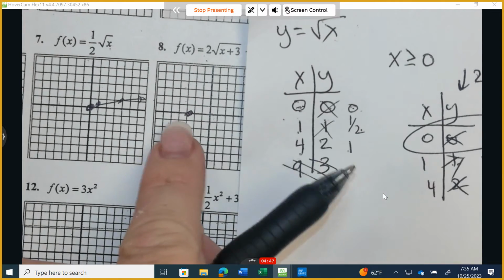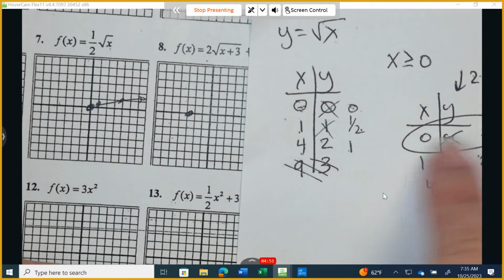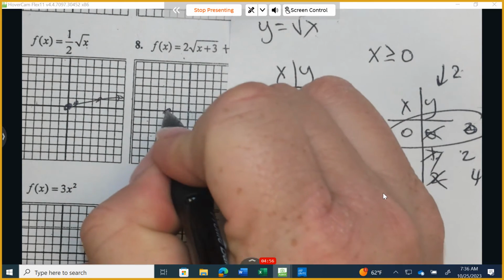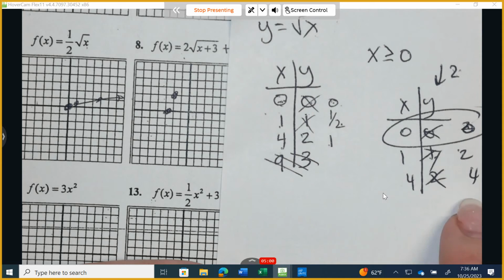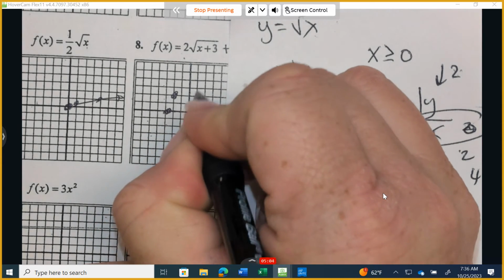So this is going to be my point. I choose the point just like I did for absolute value, and that's like my 0, 0. So from this point, I'm going to go right 1 and up 2. Right 1, up 2. Go back to the point. Right 4, up 4. 1, 2, 3, 4, and up 4.